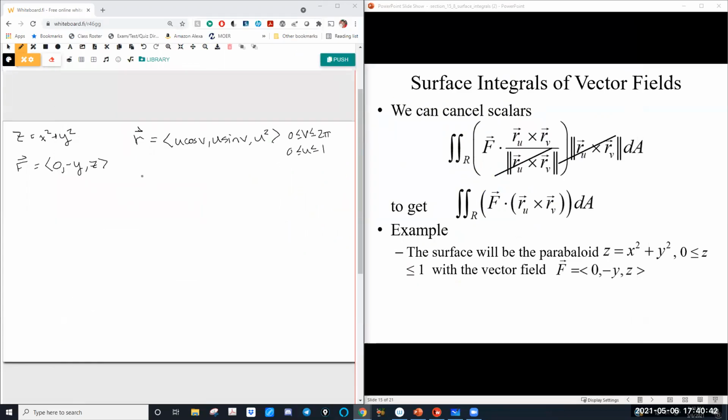Now, let's see, we're going to do our partials. We did these last time, so I'm going to go through them a little quicker this time. R sub u is cosine v, sine v, 2u. R sub v is negative u sine v, u cosine v, 0. All right, next thing we need, cross product. Again, I've already got this one. This cross product should already be calculated on that sheet.